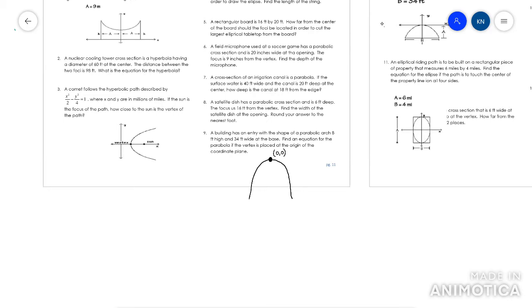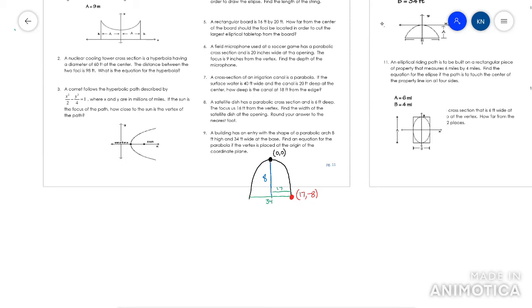Okay. This arch is 8 feet high and 34 feet wide at the base. So this full distance is 34 feet, meaning cut in half is 17. And this height, okay, it's not really to scale, that's okay, is 8. All right. So what you need to realize is they just gave you this right here as a coordinate, 17 feet to the right, so 17, and 8 feet down, so -8, like that.